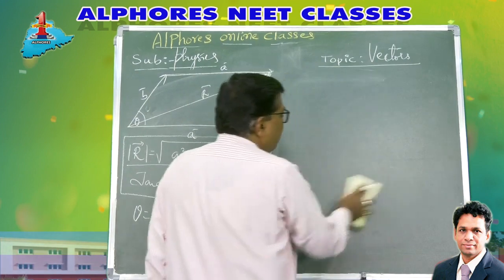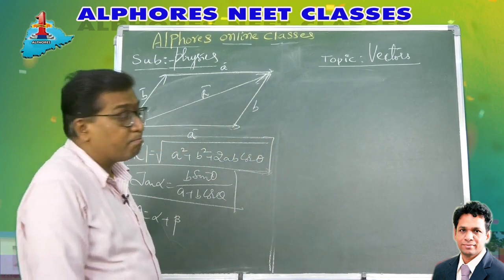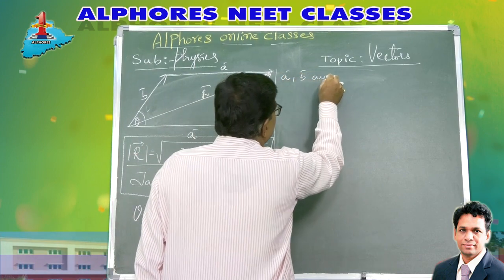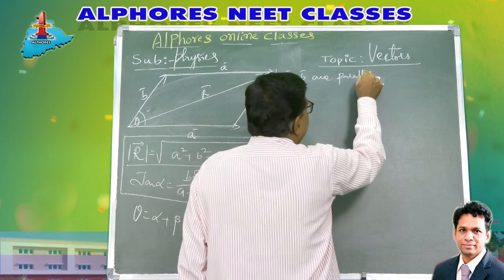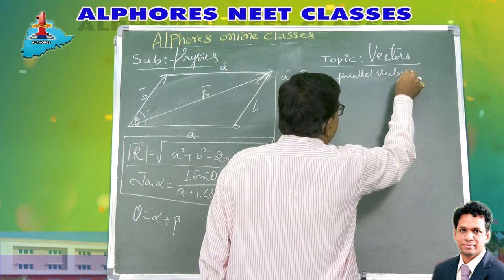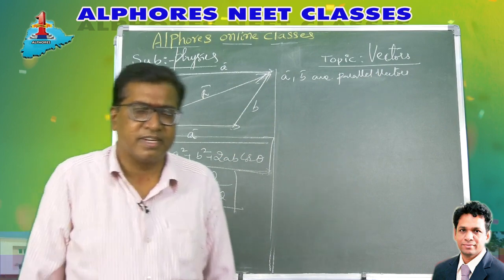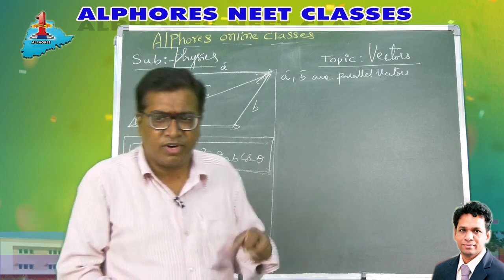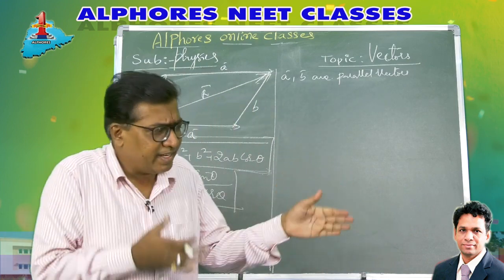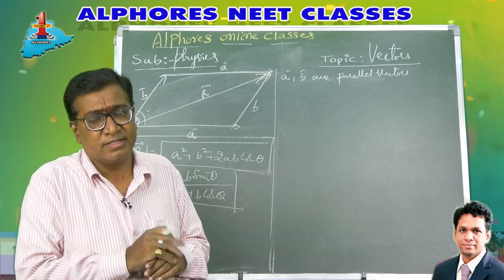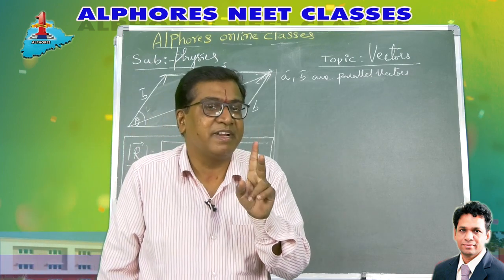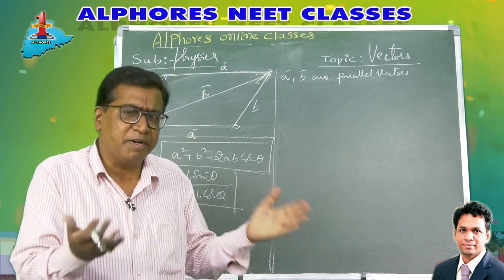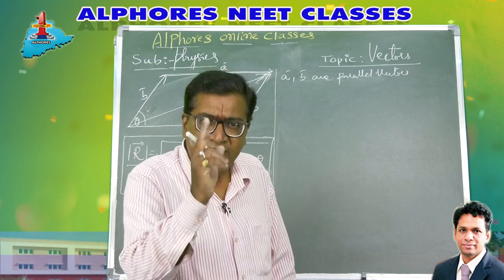First case, what if A bar and B bar are parallel to one another? I was telling you while explaining the different types of vectors: parallel vectors, any two vectors of any nature, whatever be the unit, if the direction is same, are said to be parallel vectors. But if two similar vectors, same unit, belonging to the same physical quantity, different magnitude, direction is same, then they are called like vectors.